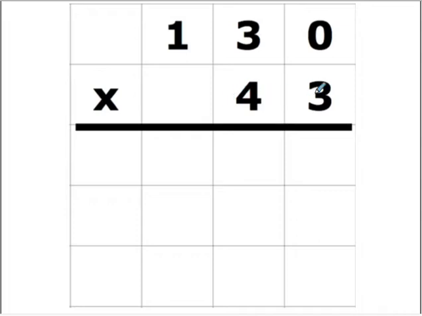130 times 43. Well, 3 times 0 is 0. 3 times 3 is 9. And 3 times 1 is 3.